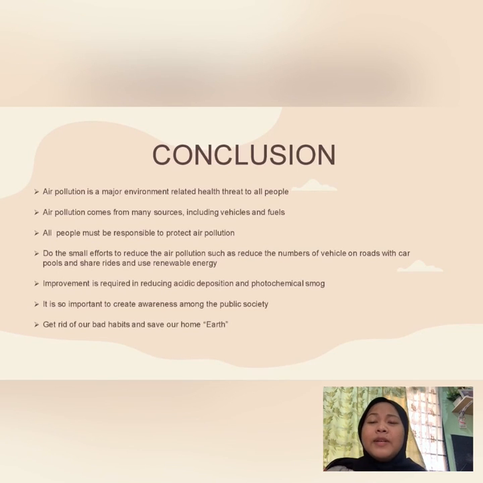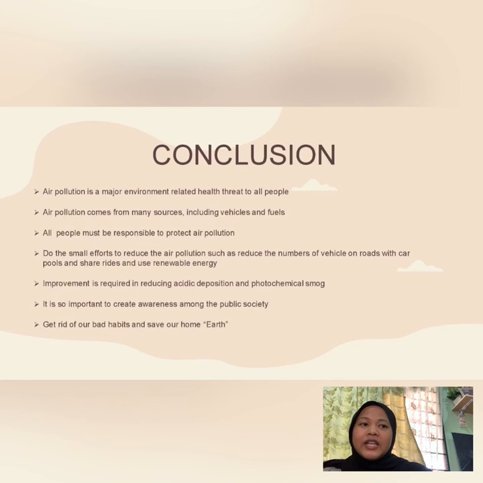Besides that, improvement is also required in reducing acid deposition and photochemical smog. Although people do not have enough resources to repair the damage caused by air pollution, prevention will gradually show improvement. In other words, it is so important to create awareness in public society about air pollution. We have to stop air pollution to create a better living space for humans and also nature. So let's make a difference, get rid of our bad habits, and also save our earth. Thank you.